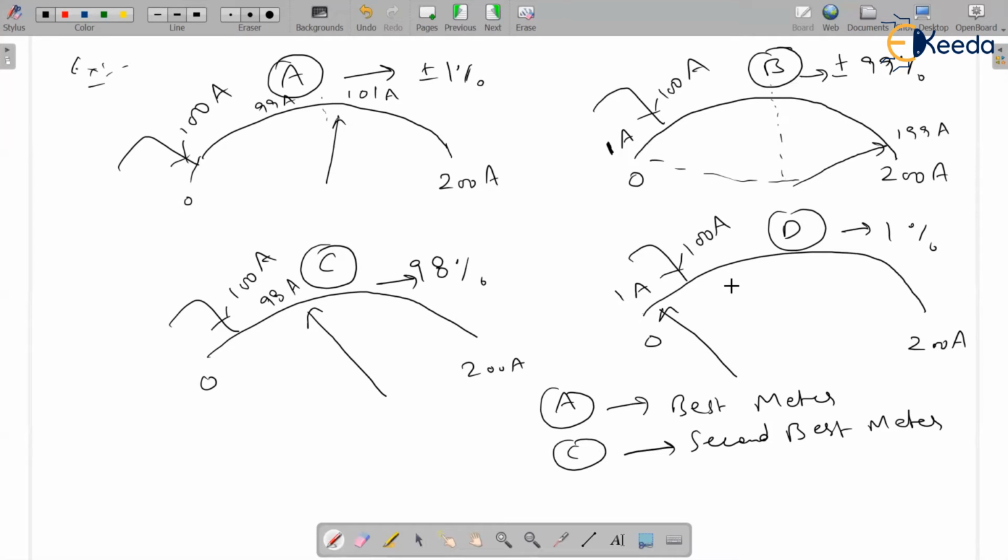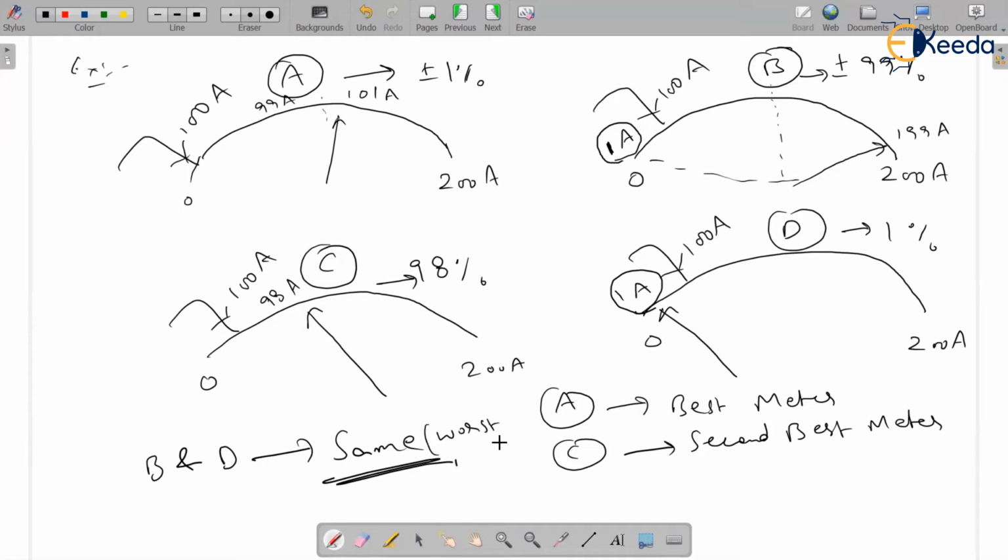Finally, B and D represent the same. Here it is showing 1 ampere, and here also it is showing 1 ampere. I can say B and D are the same, and they are the worst meters. Okay, then next. So this is your final conclusion: A is the best meter, second best is C.